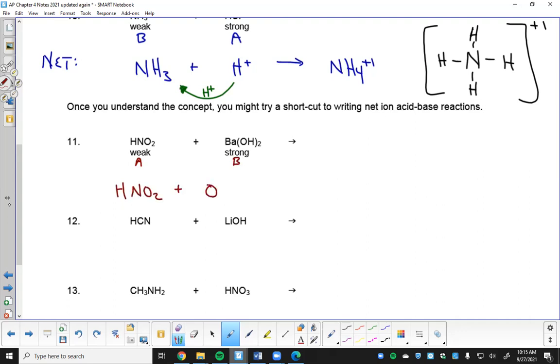Strong base, bring down the hydroxide. You can bring down two hydroxides if you want, because there's actually two in there. Try to make water, and we can. We've got the hydrogen and the hydroxide, and we'll make some water. We will free up the nitrite ion and have two.